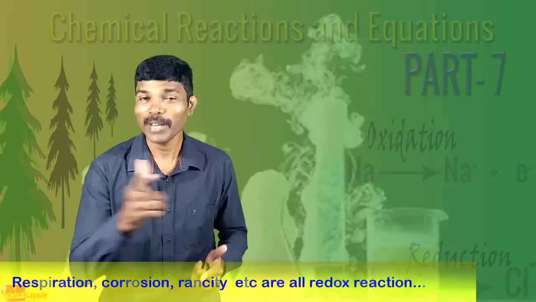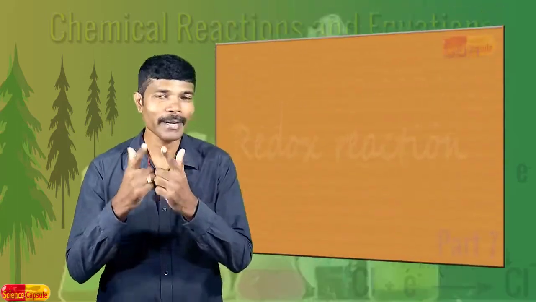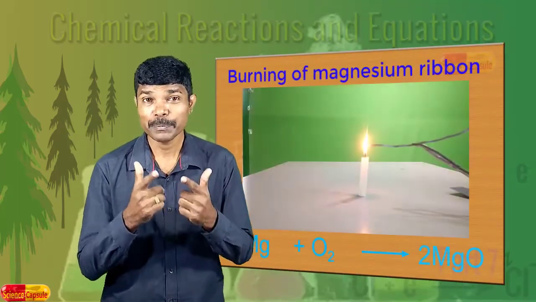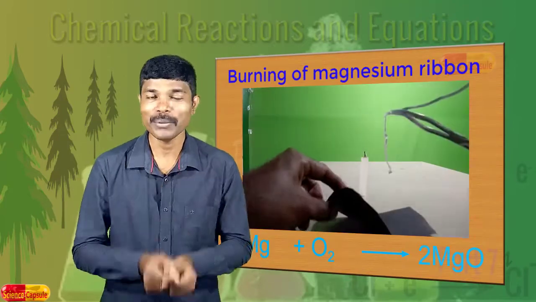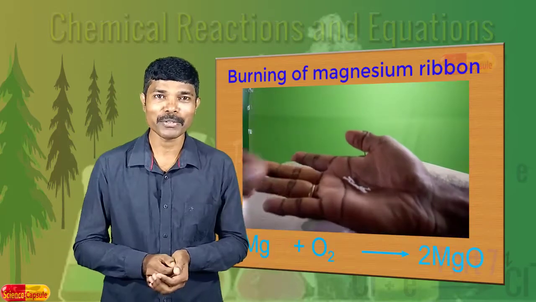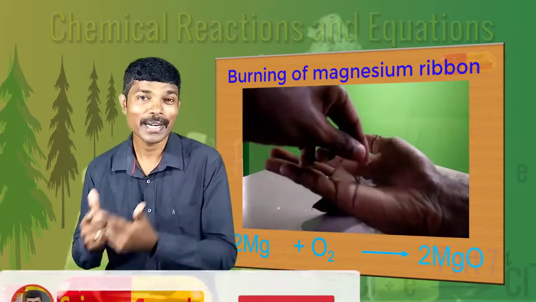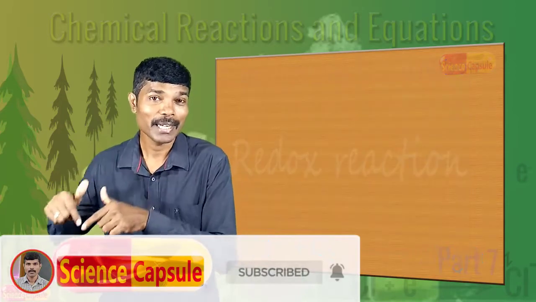Before winding up, I would like to ask one question to you. We are familiar with the burning of magnesium ribbon, right? When the magnesium ribbon is burnt, magnesium changes into magnesium oxide. Now the question for you is whether magnesium is oxidized to magnesium oxide or magnesium is reduced to magnesium oxide. Answer may be mentioned in the comment section.